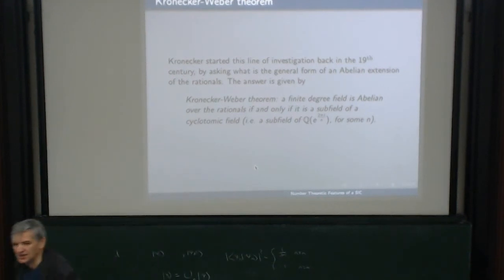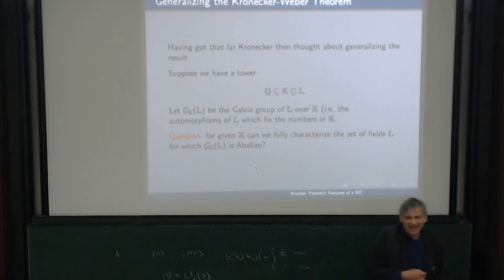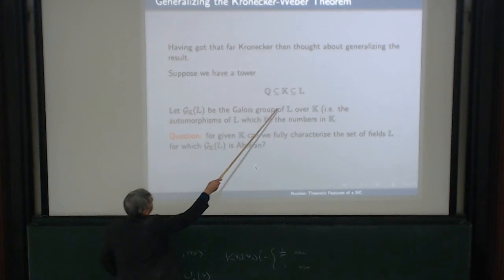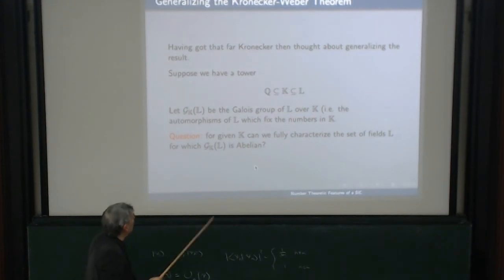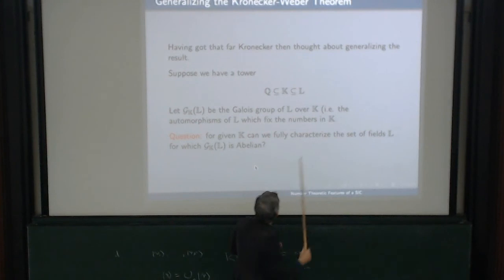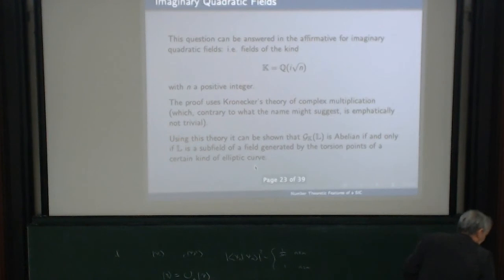It's a beautiful result. And Kronecker was very happy about this. And he thought, okay, the sky's the limit. I'm going to do everything now. So the next thing he turned to was the general question. We've got some base field K, and we want to characterize the field L whose Galois group is abelian. And he managed to do it, again with some help from other people.